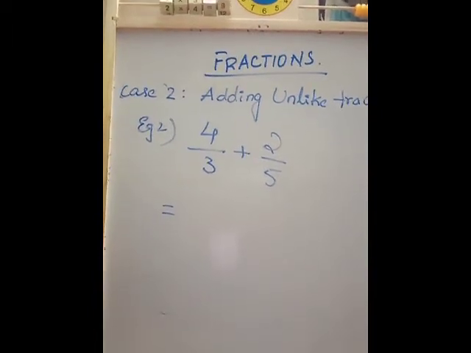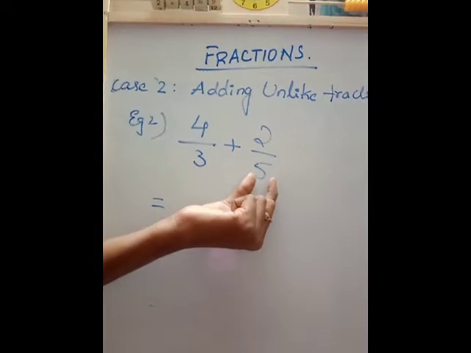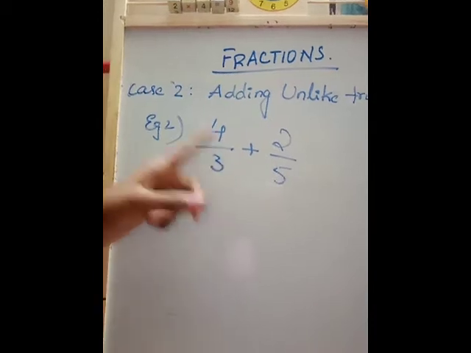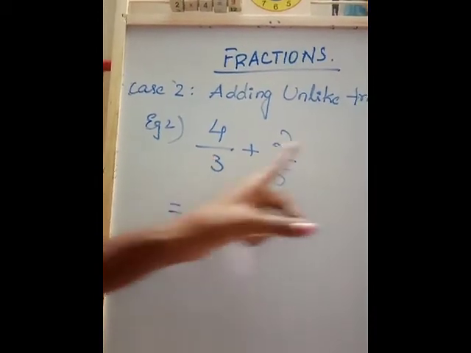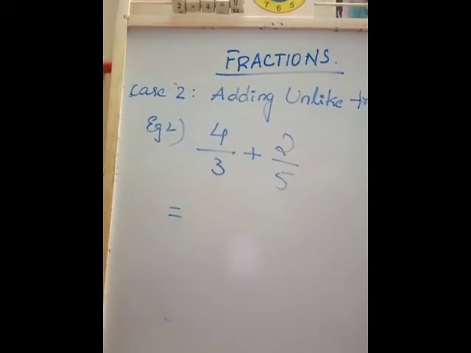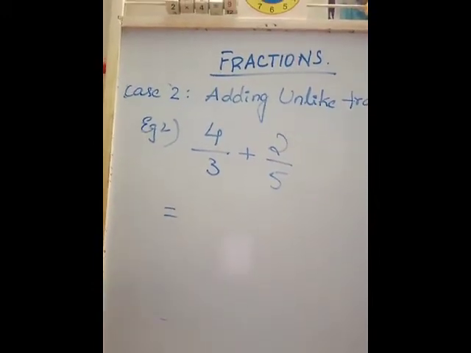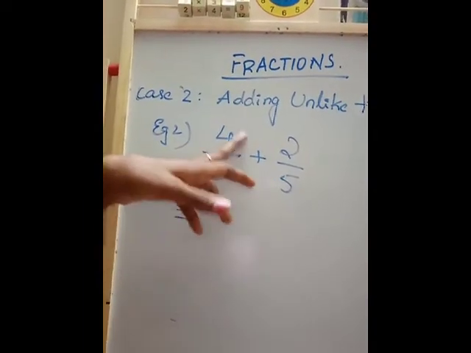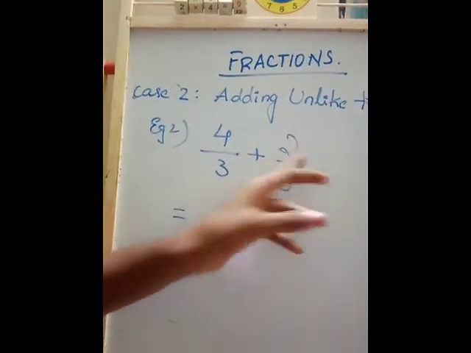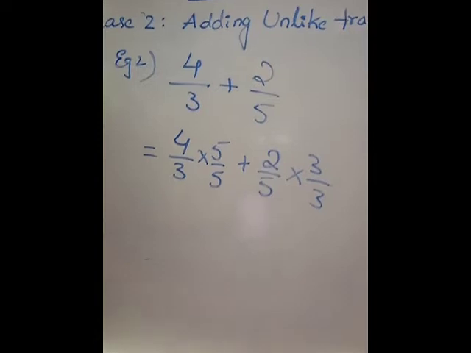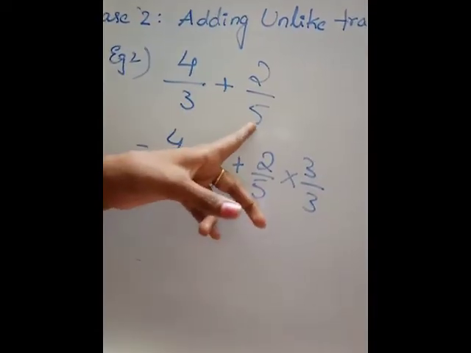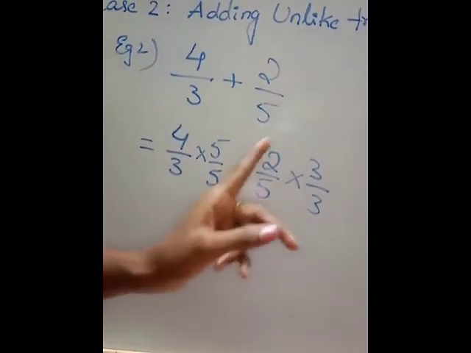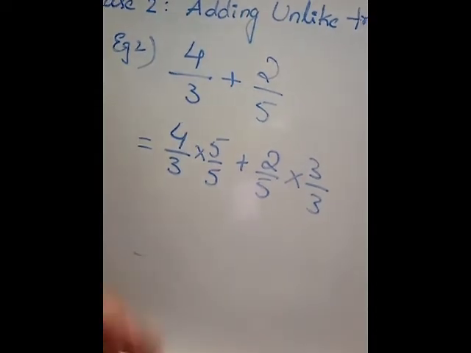But before going to that, a simple technique is you multiply this denominator here in this numerator and denominator. In the same way, this denominator multiply here in both numerator and denominator. There is no need of taking the LCM. You can do this by just cross multiplying. Let us see that. I am multiplying this denominator with the numerator and denominator, and this denominator with the numerator and denominator.